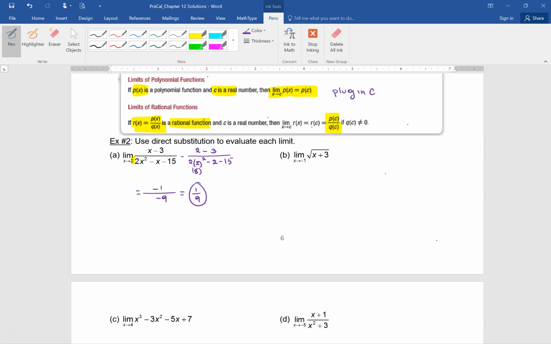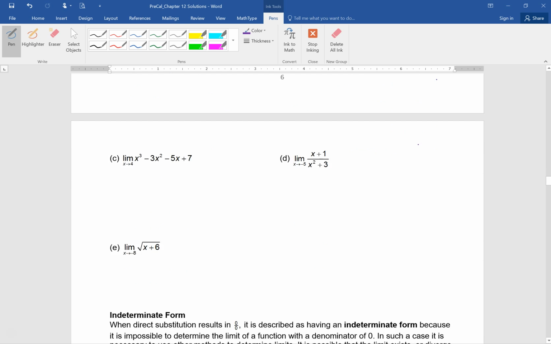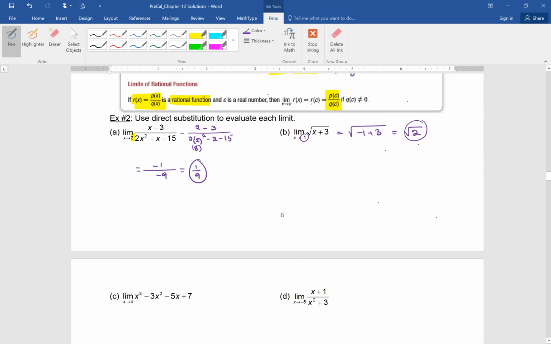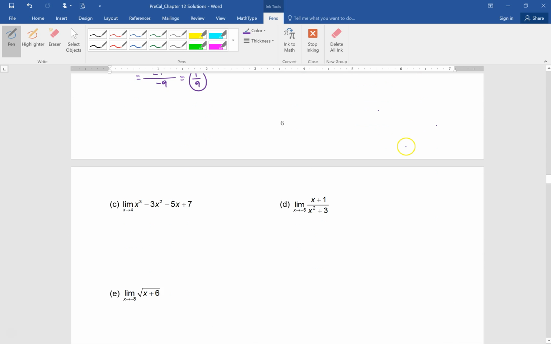All right. So look at this one. It's x approaches minus 1. I take minus 1 and I plug it in there. So I get the square root of negative 1 plus 3. This is the square root of 2. And as long as it's a simplified radical, then we're good. Okay? Okay, one more.